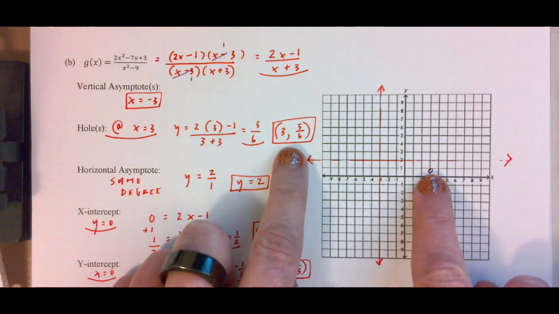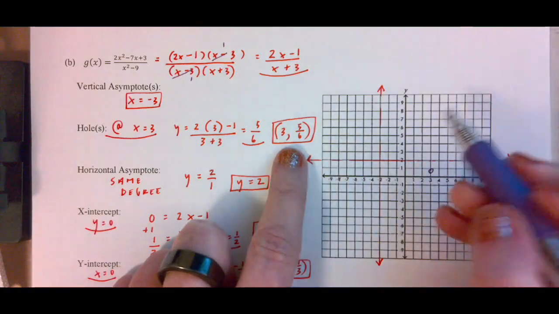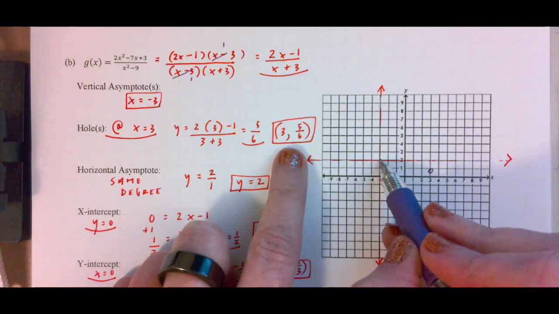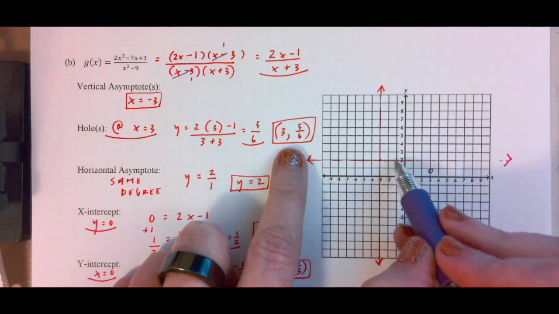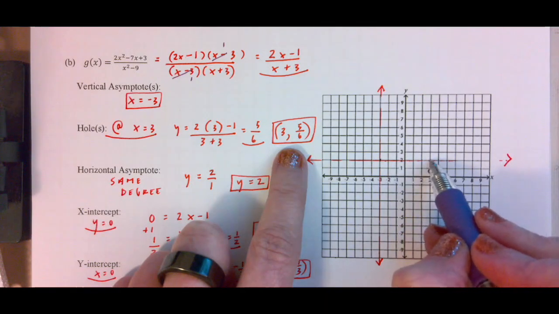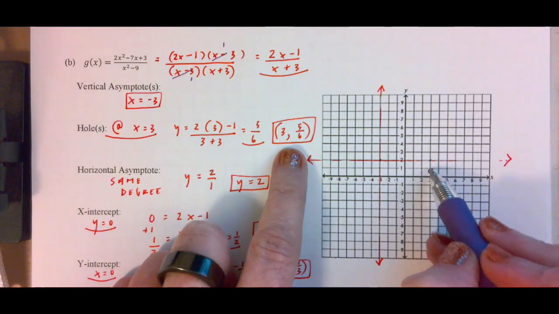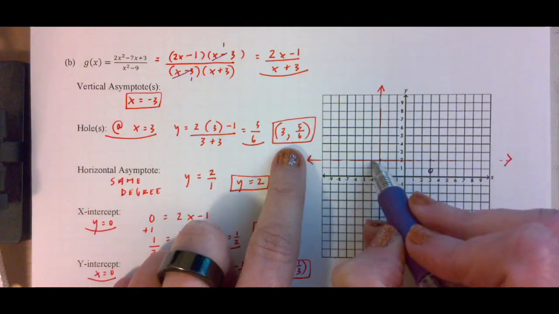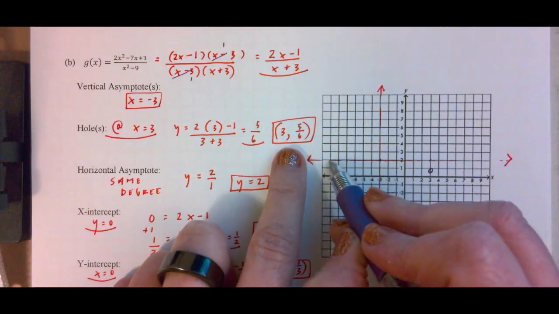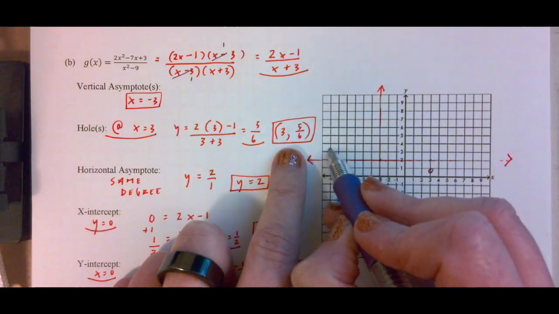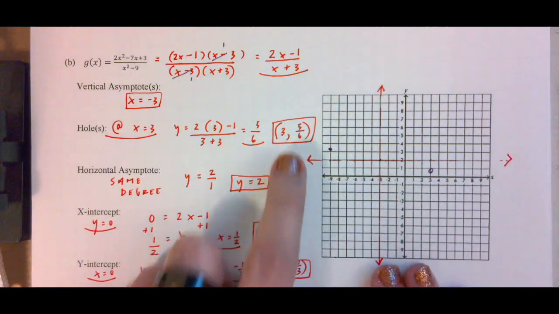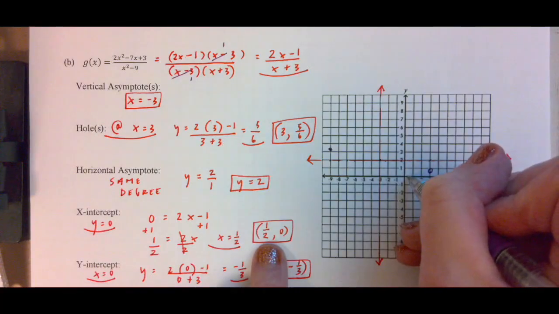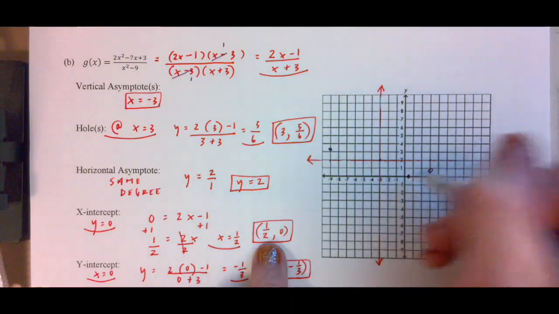But I want to plot that point mirrored over here. So I go to where the asymptotes cross. Right? I can see that I went right 1, 2, 3, 4, 5, 6, and down 1 and a 1/6. So I want to go 6 left and up 1 and a 1/6. So right about there. Okay, then my x-intercept is at 1/2, 0, right there.